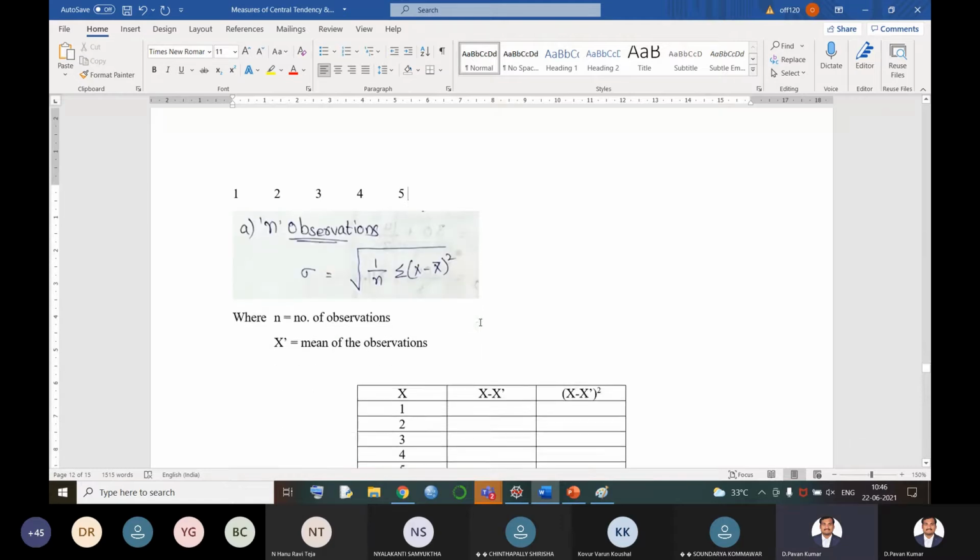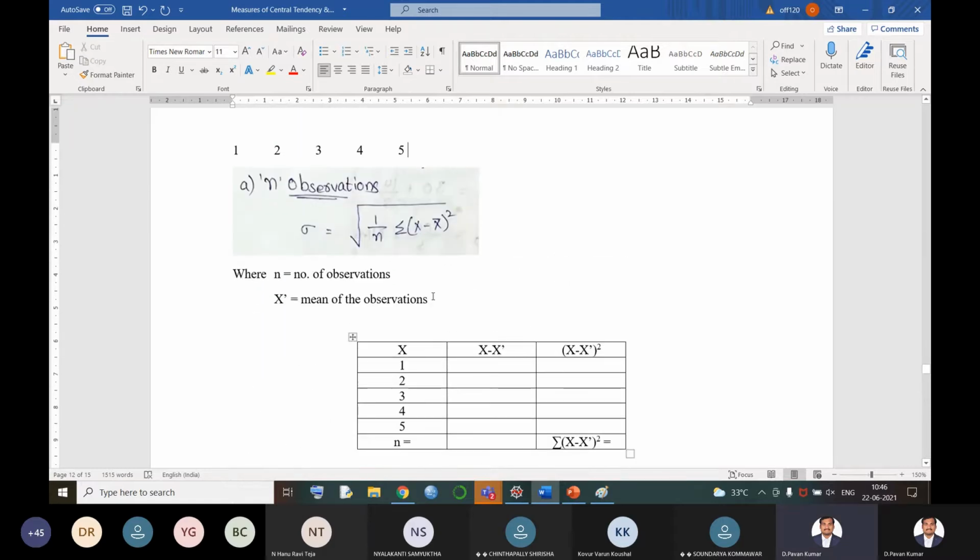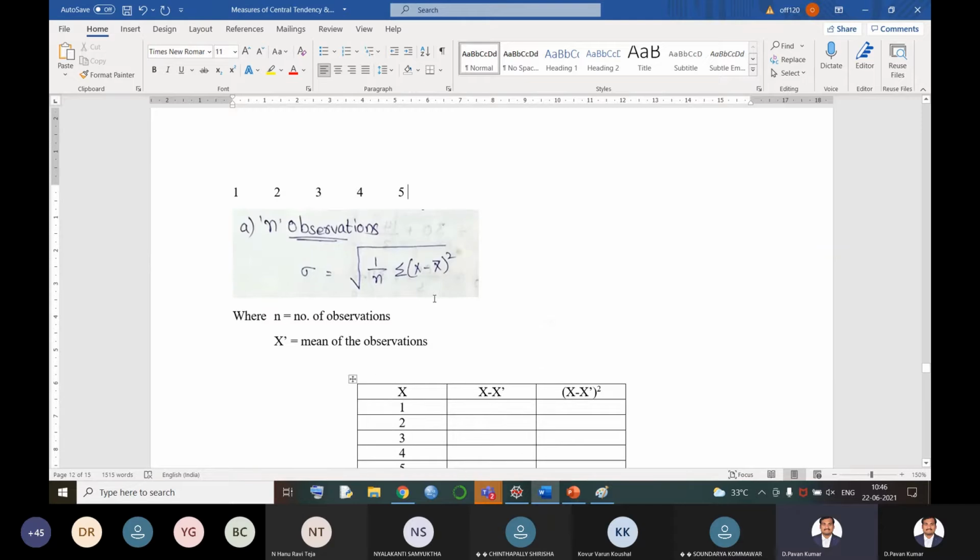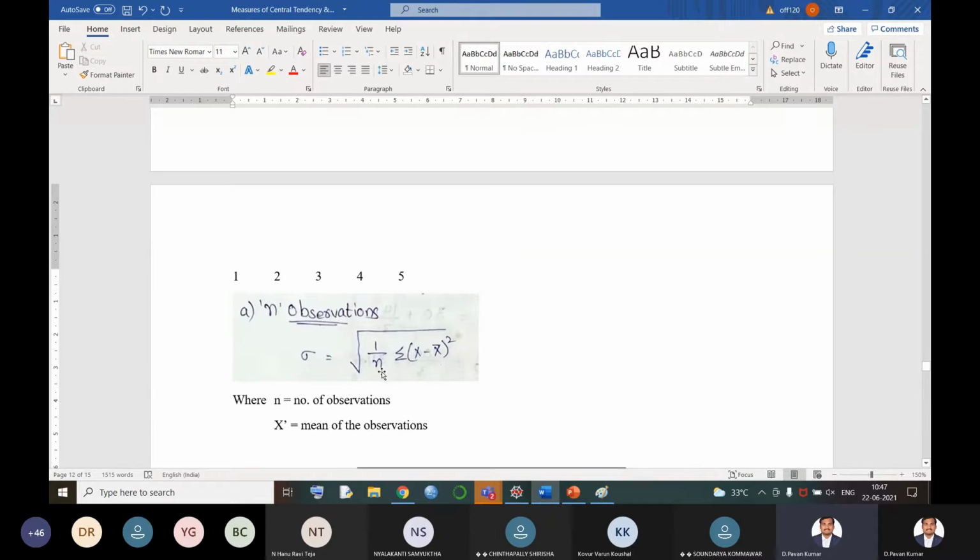Let's start solving this problem. I already told you how we find the solution to a problem. Do not worry about the answer. Worry about the formula. What is the formula given to us? How can I generate those values? Now look at this one. 1 by n. N means what? Small n is number of observations. Capital N is total frequency. So number of observations means there are 5 observations given. My answer is 5 here.